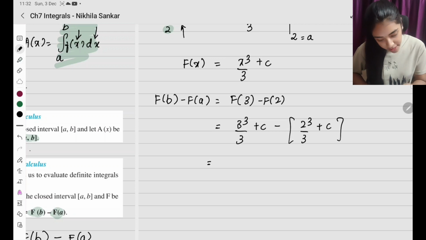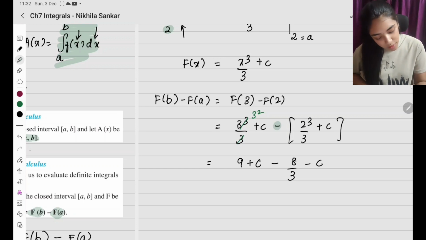When I solve this, this gets cancelled. So here I have 3 square. So 3 square is nothing but 9, plus c minus, when I open the bracket and multiply the minus inside, what do I have? 8 divided by 3 minus c. Correct?